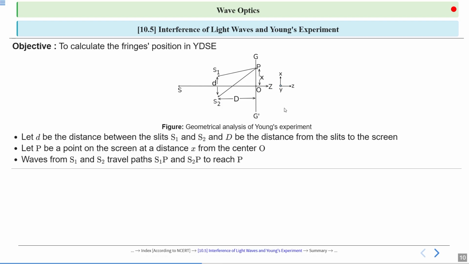At this stage, we need to understand how the waves travel from the slits to the screen. Waves from slit S1 travel along the path S1P, while waves from slit S2 travel along the path S2P to reach point P. The difference in these path lengths is what causes the interference pattern.